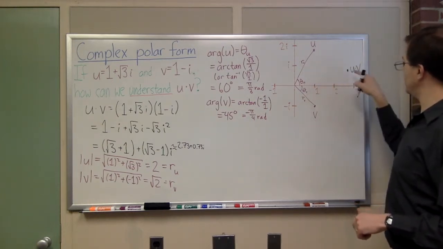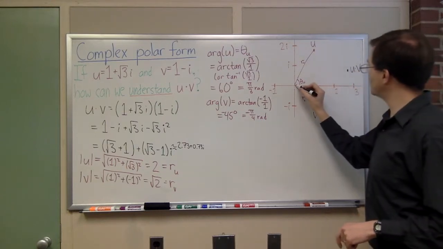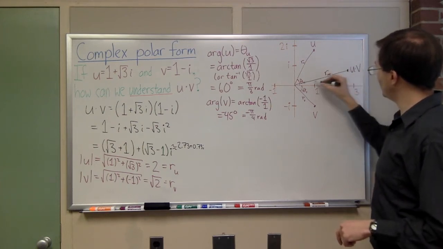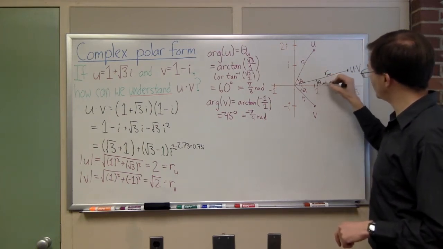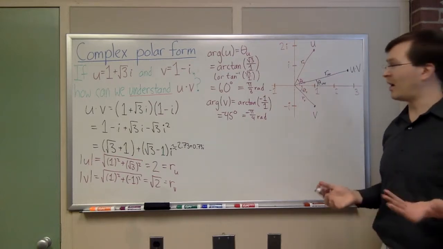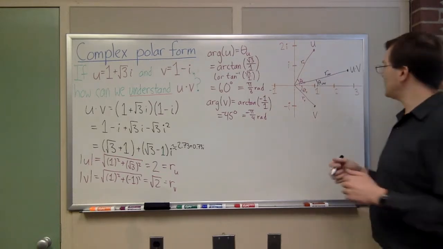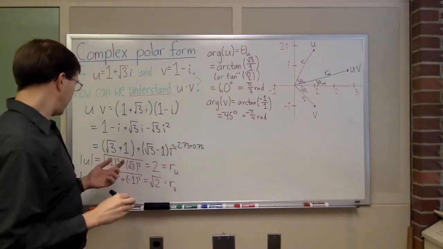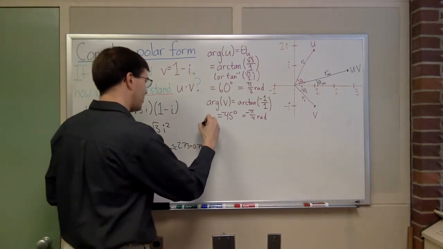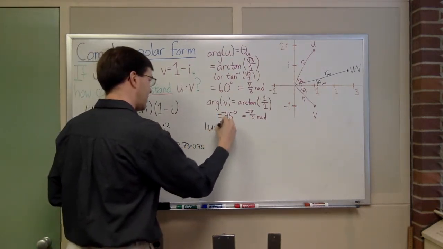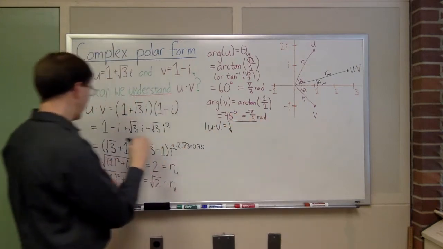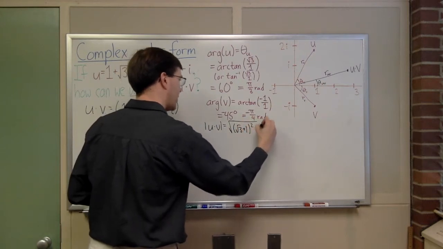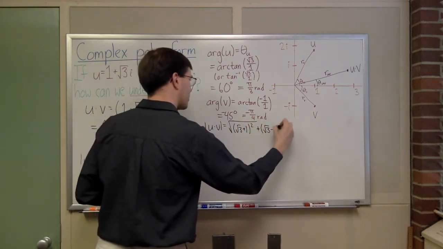And okay, u plus v is over here. I guess I can draw, or at least imagine drawing, this line. Here's my r uv. And I guess I can draw theta uv in there in polar form, r and theta. And I can write those down. And again, let's just look at what that is. What is the magnitude of u times v? I can look at this thing. The magnitude of u times v is going to be the square root of, what do I have? Square root of 3 plus 1 squared plus square root of 3 minus 1 squared.